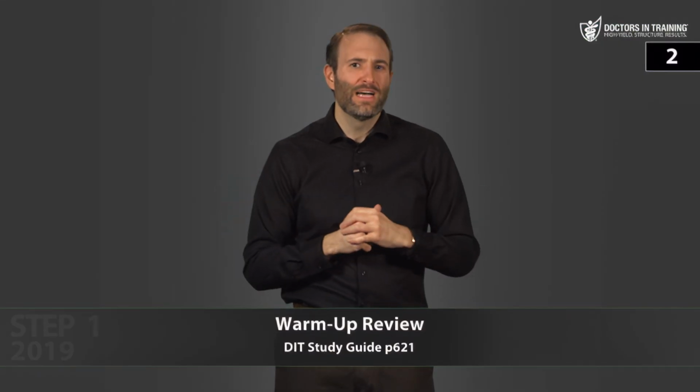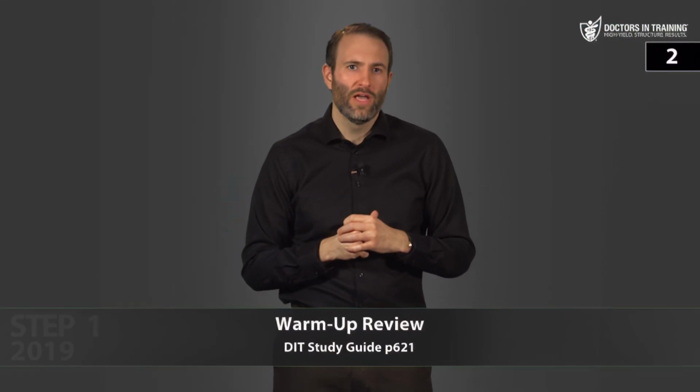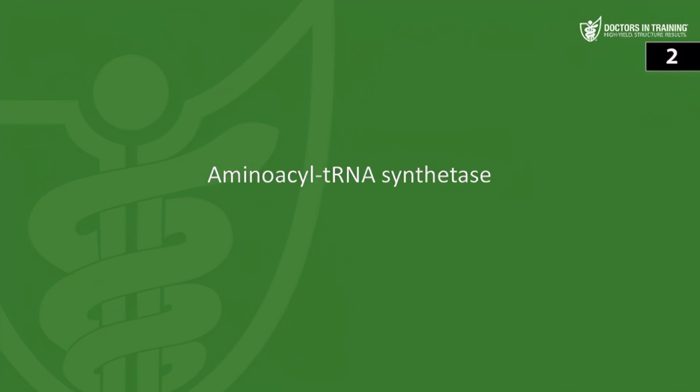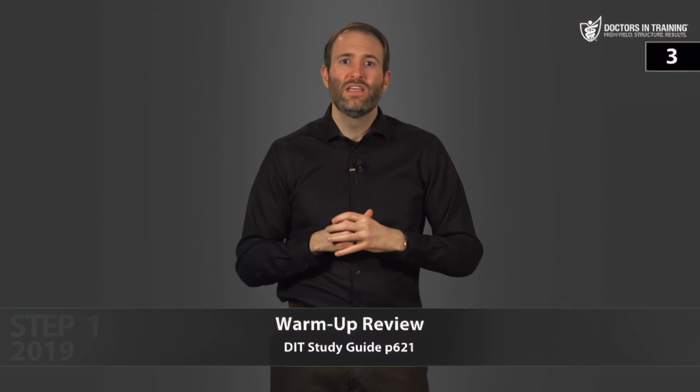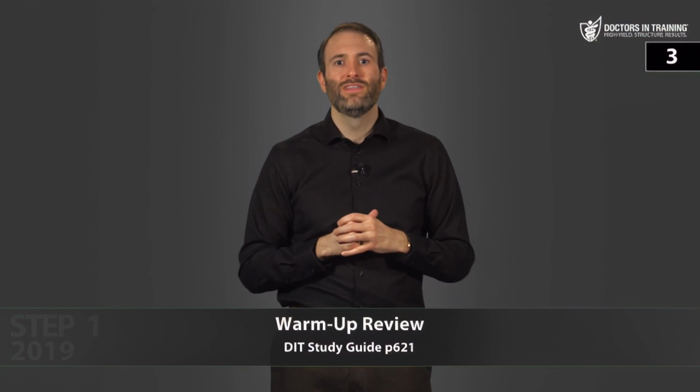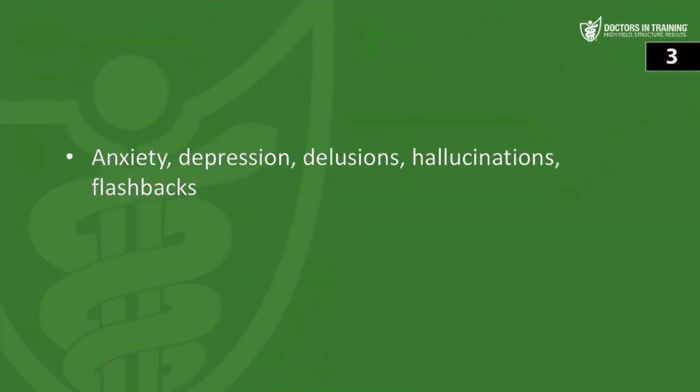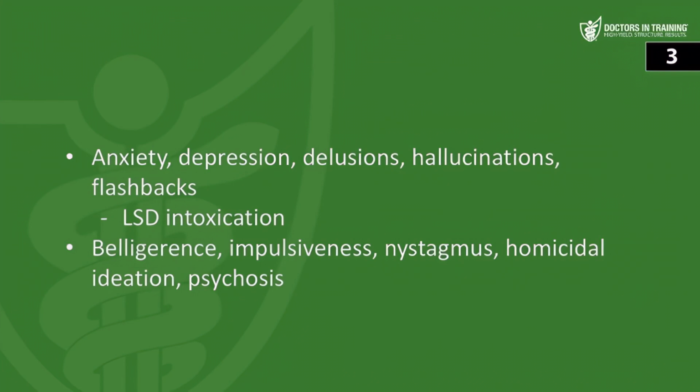Next, which enzyme matches amino acids to tRNA? So it's going to be the aminoacyl tRNA synthetase. Next, which drug intoxication or withdrawal is the most likely cause of each of the following sets of findings? So first we have anxiety, depression, delusions, hallucinations, flashbacks. That's going to be LSD intoxication. Next we have belligerence, impulsiveness, nystagmus, homicidal ideation, psychosis. That's going to be PCP intoxication.